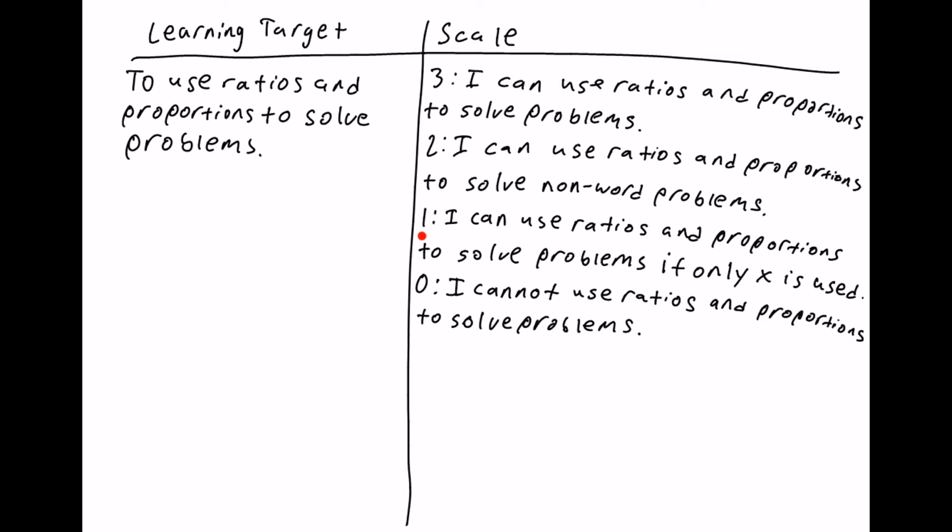We'll have problems that have things like x minus 5, 2x plus 3. So if only x is used, you can do it, but if you have more than just x, you have trouble. And 0, you cannot use ratios and proportions to solve problems. Let's get started. Alright, let's start off with some vocab.